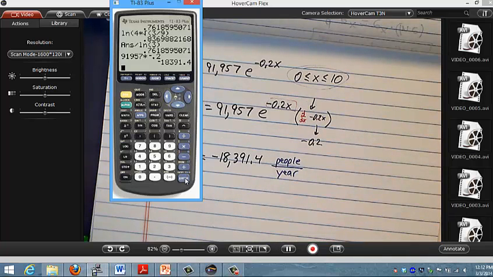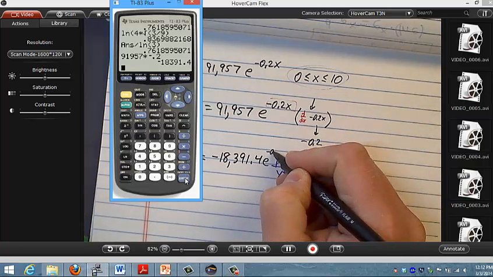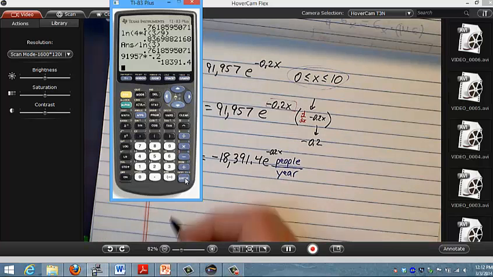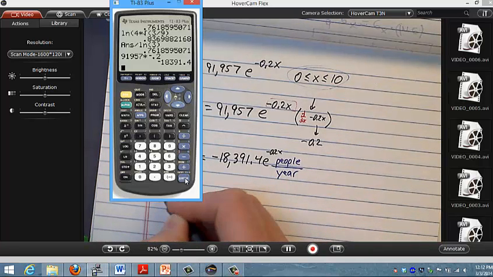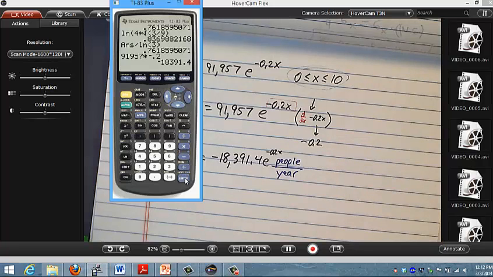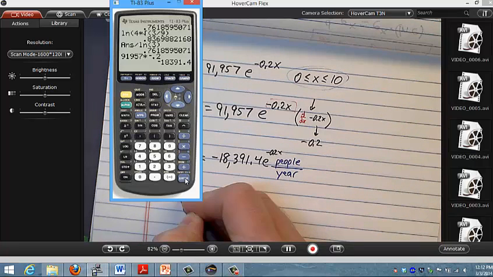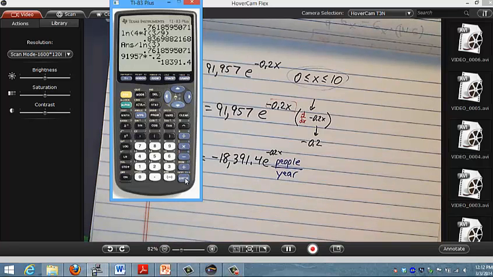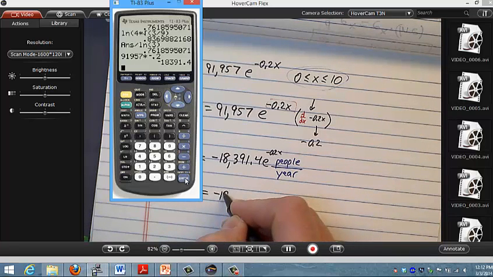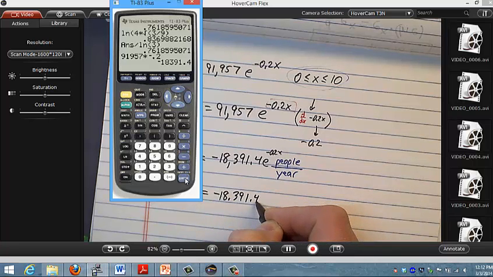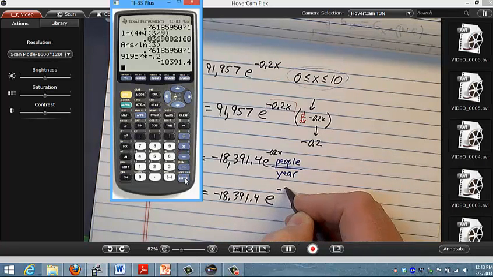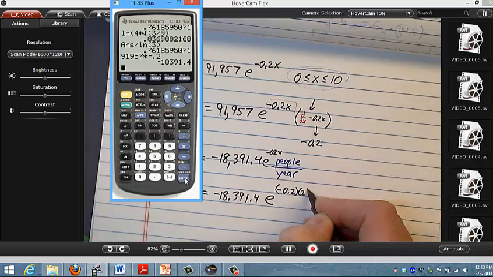Okay? So now it says, for the next part, use the derivative to determine the rate of change in asylum applicants. Oh yeah, I forgot the e, sorry. E to the negative 0.2x, people per year. So now, for part B, it says, let's talk about 2002. So that's f prime of 2, right? That's what we need. So it's going to be negative 18,391.4 e to the negative 0.2 times 2 up in that exponent.